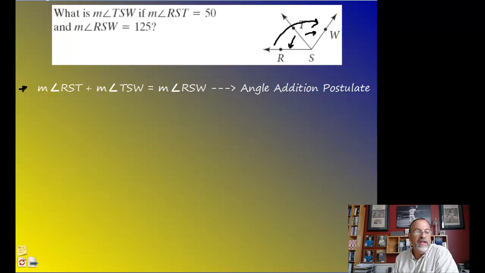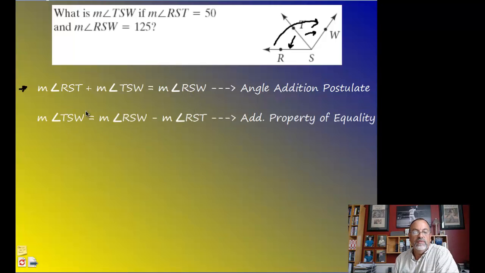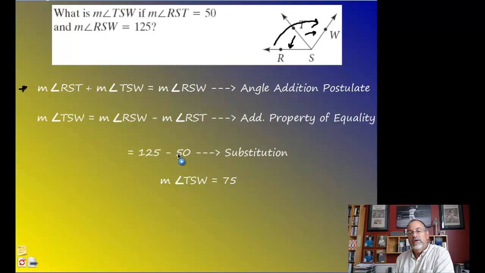Now that I have that, I can go ahead and substitute in the values. Actually, I can solve this equation because I'm asked for TSW. I can subtract RST from each side, and I get that the measure of TSW is equal to RSW minus RST. Now, for those of you who thought it simple, you said, well, that's what I did in my head. I subtracted 120. See, I was right.